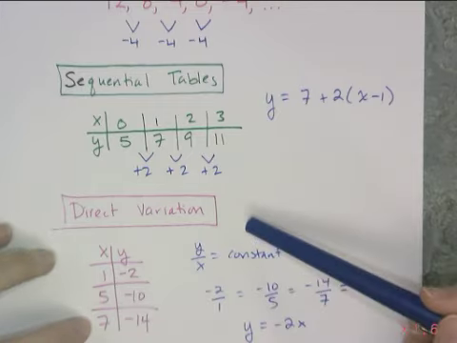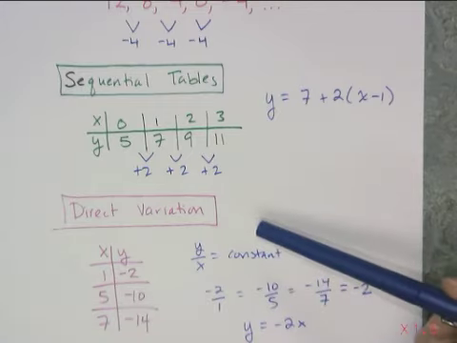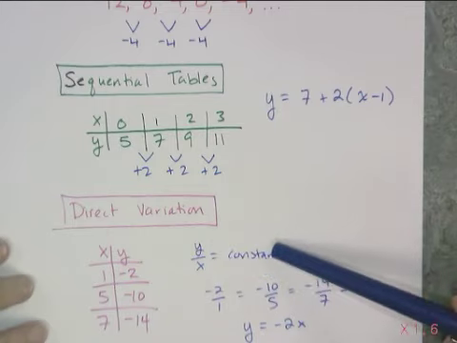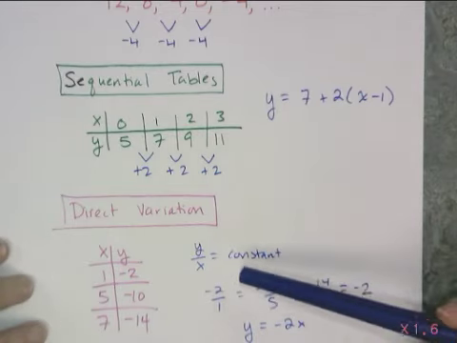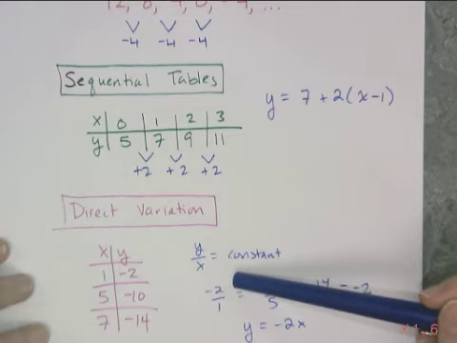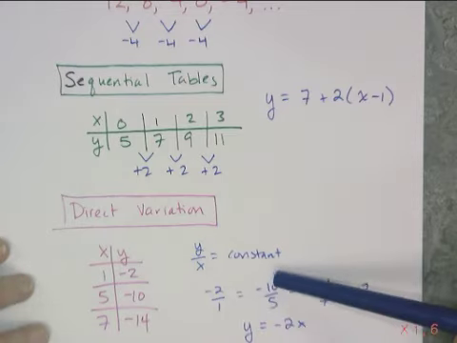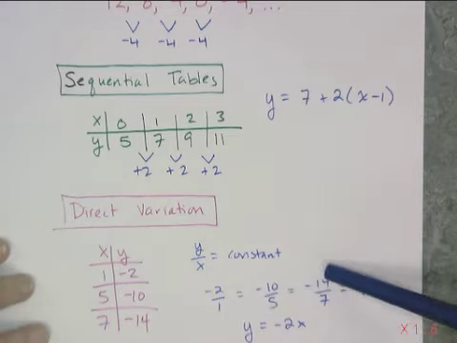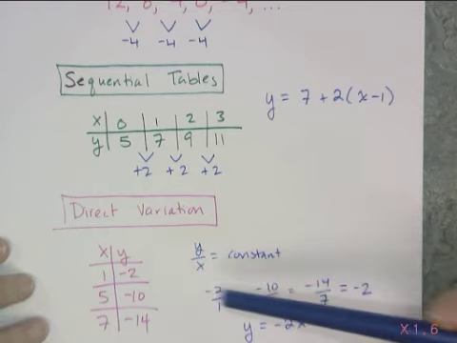And because in a direct variation, and only a direct variation, y over x is constant, what I could do was I could test the y over x ratios. So -2 over 1, -10 over 5, -14 over 7. They all equaled -2, so I could verify that this indeed was a direct variation and write an equation for it.